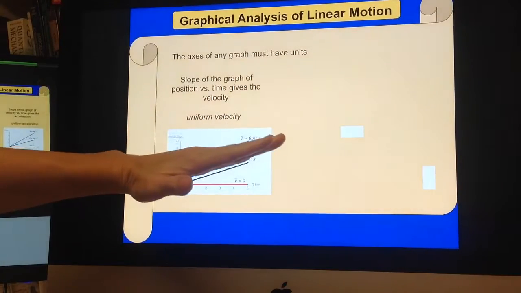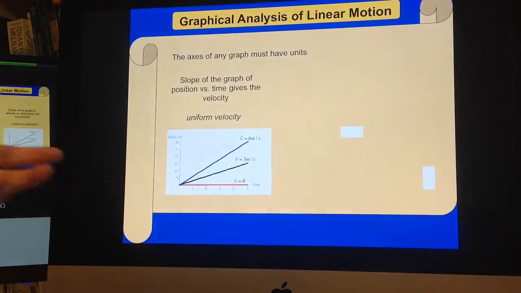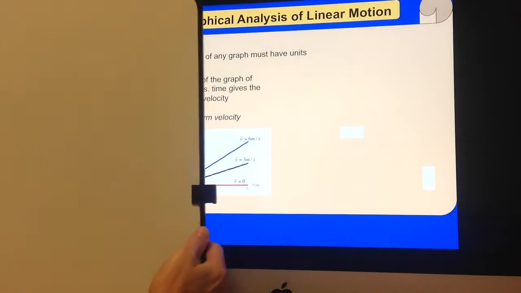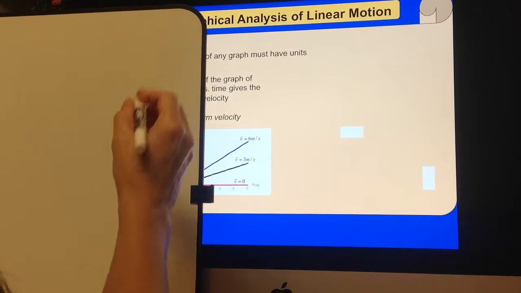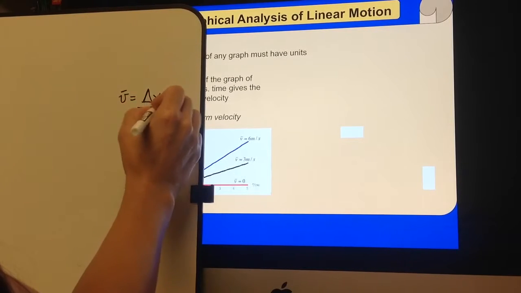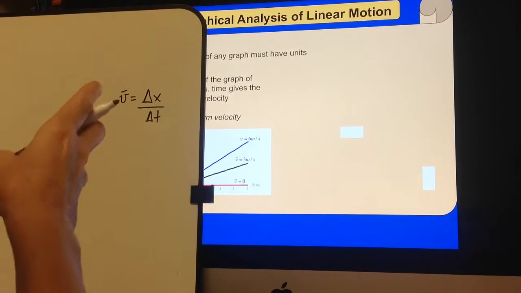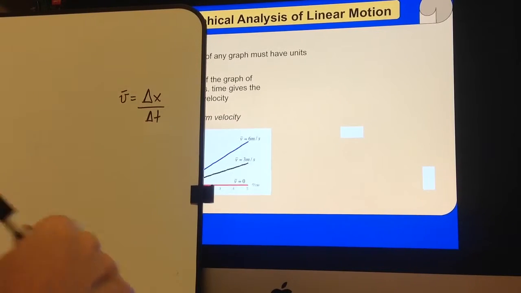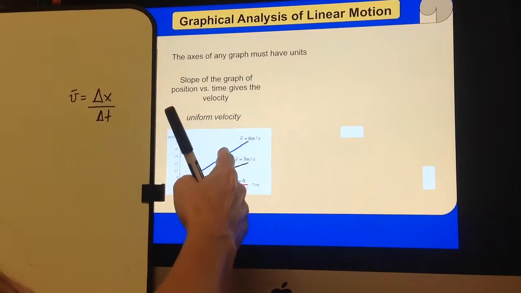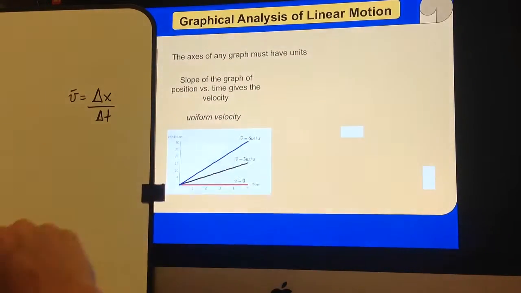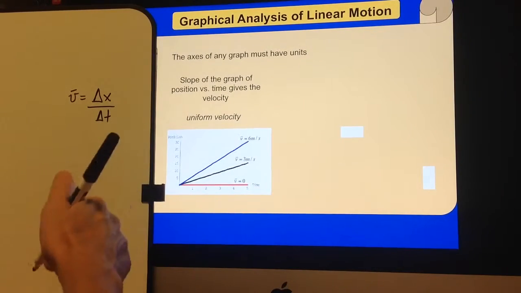The slope of these straight lines gives us the velocity. Why? The slope gives us the velocity because the definition of the average velocity is displacement divided by time, delta x divided by delta t. So the slope is delta x divided by delta t. This gives us the slope of that curve. Okay.